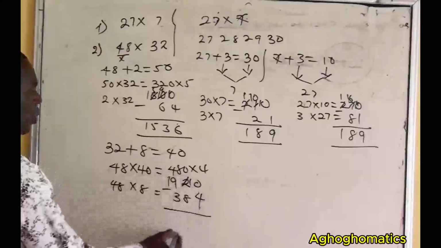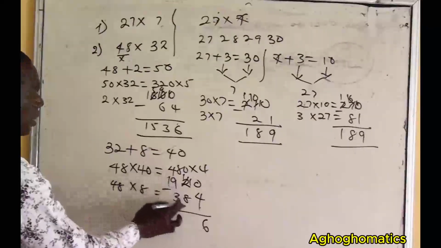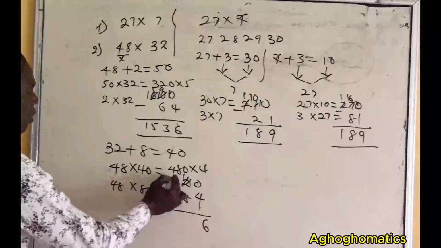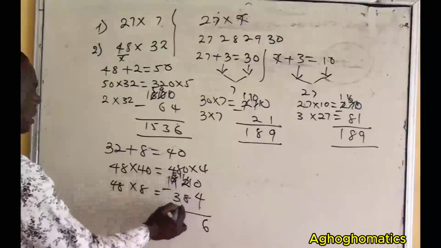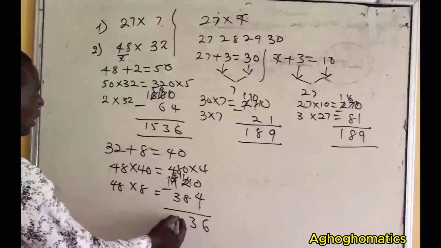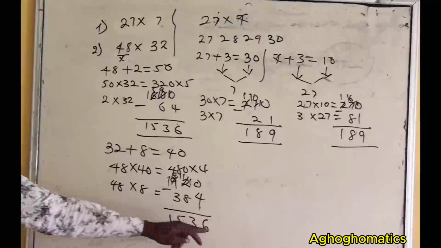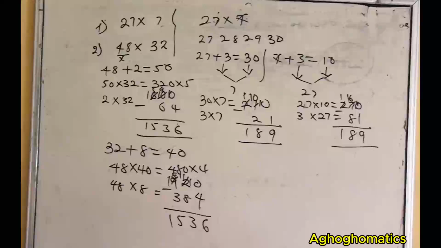Here it's not possible, we borrow 1 here, it becomes 6. Here it's now left with 1. 1 minus 8 is not possible, we borrow 1 from 9, reduce to 8. This is 11 minus 8 is 3. Here is 8 minus 3 is 5. So we have 1536. See that the answers are the same.